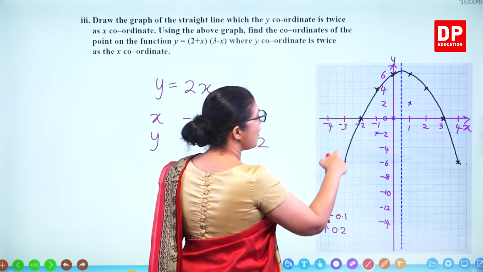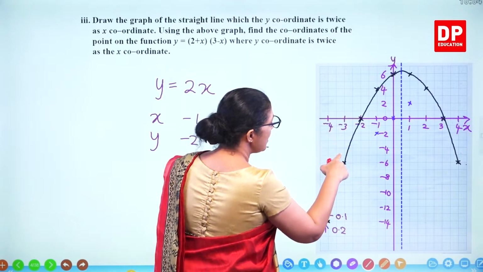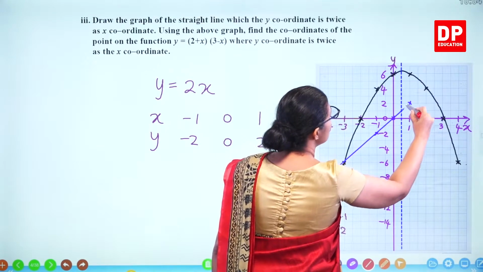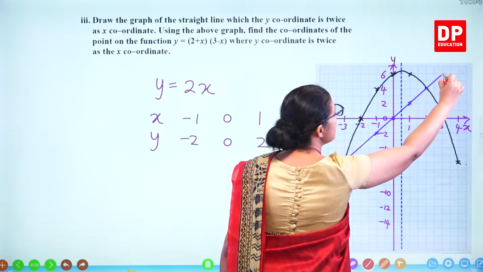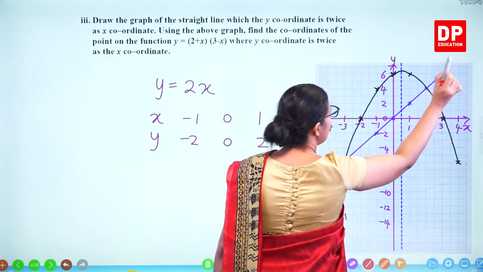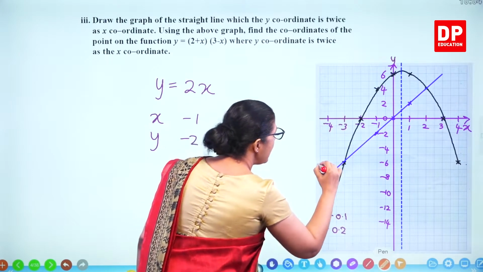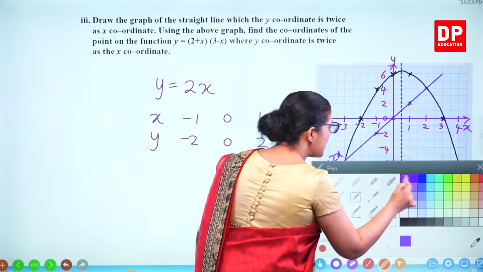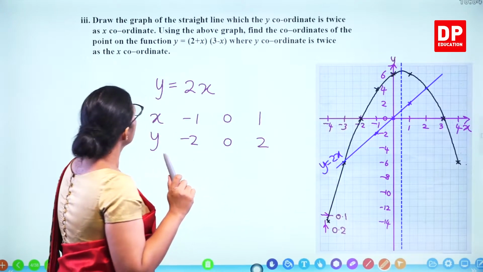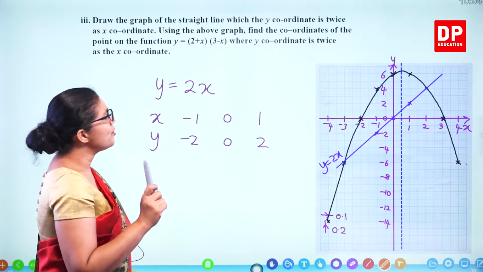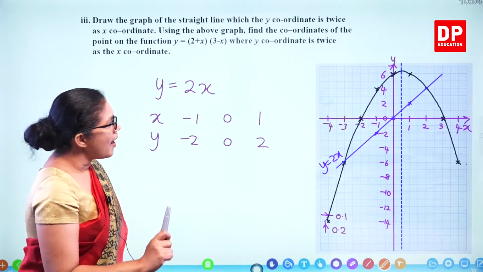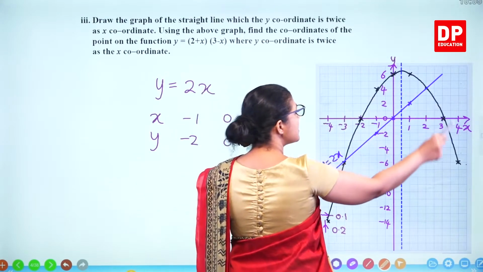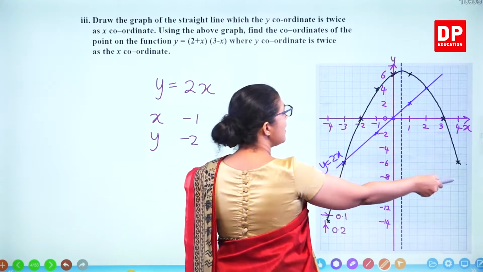Now we'll draw the line. It's better if you have a value here. If it's minus 3, this should be minus 6. Here I can take from here to here, so you need to extend the line. So this is the y equals 2x line. Now it says using this line, find where you get twice of x as y in the curve. That means the intersecting point with the graph.